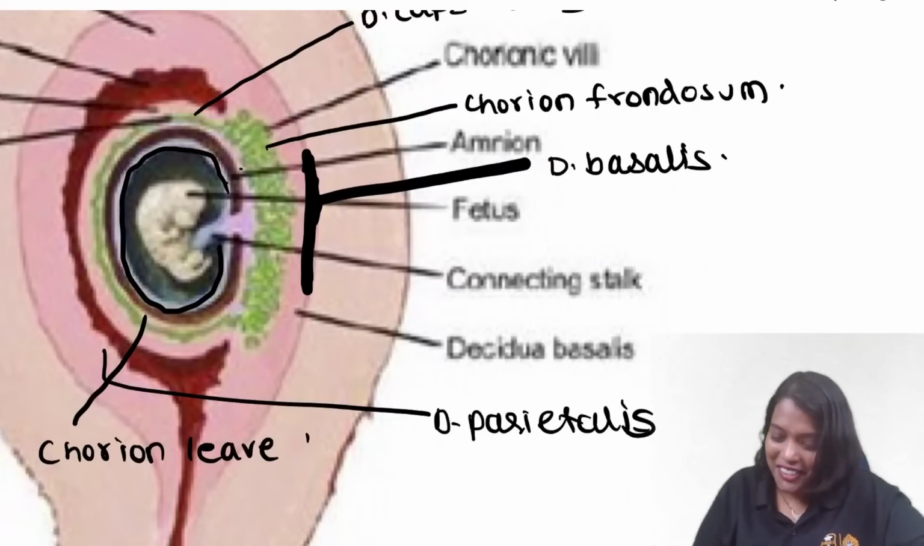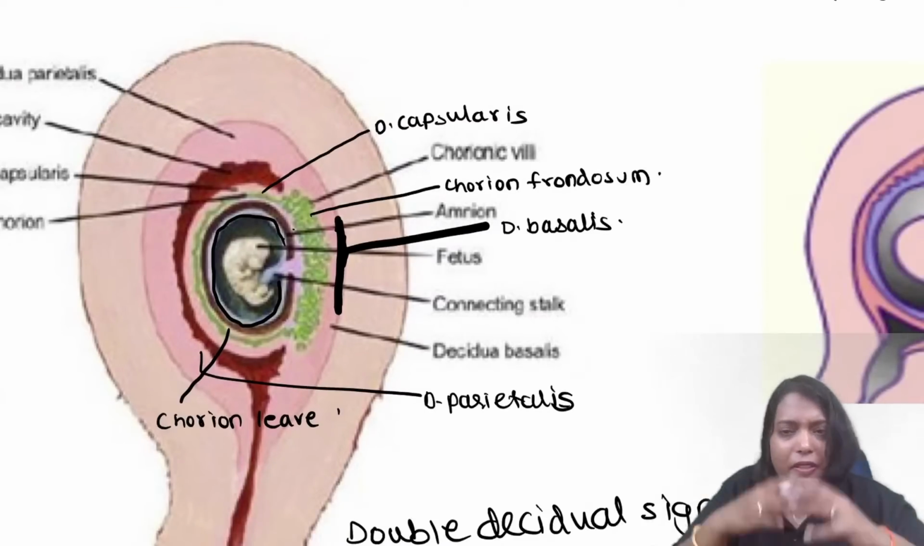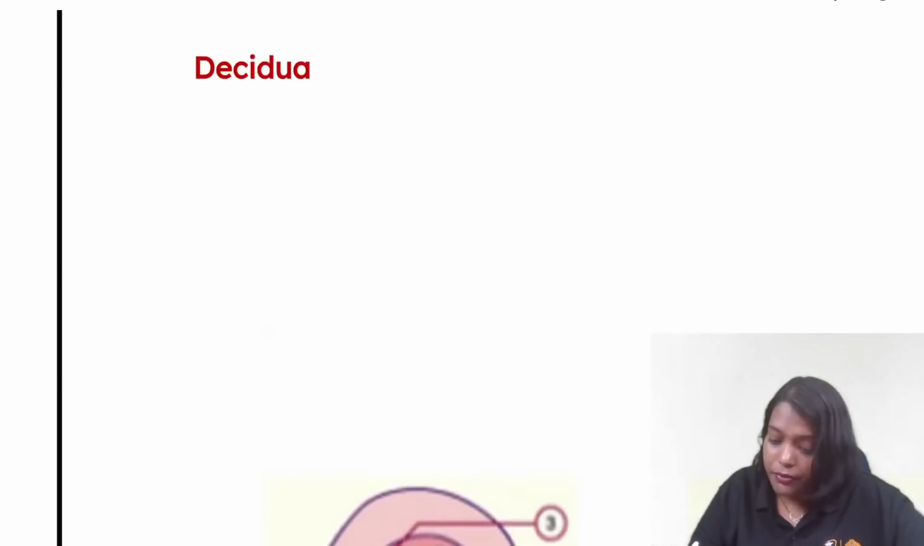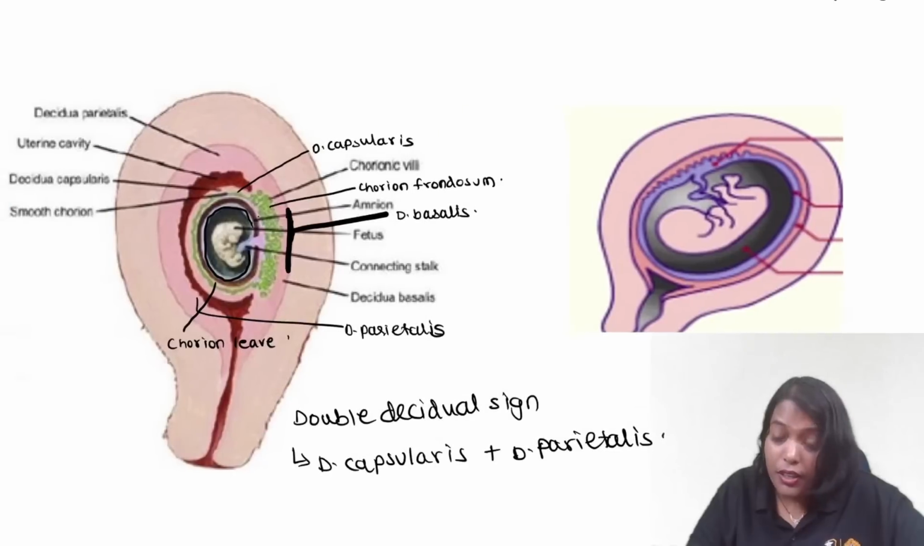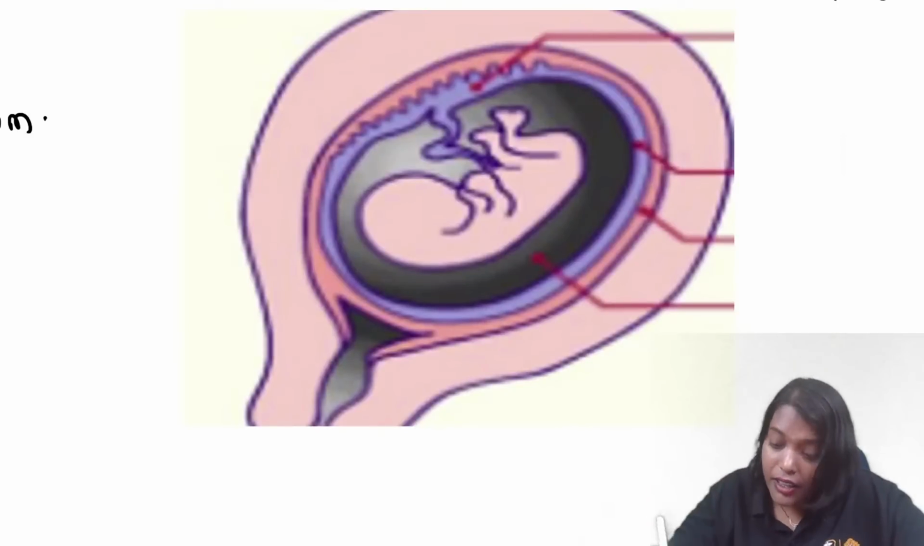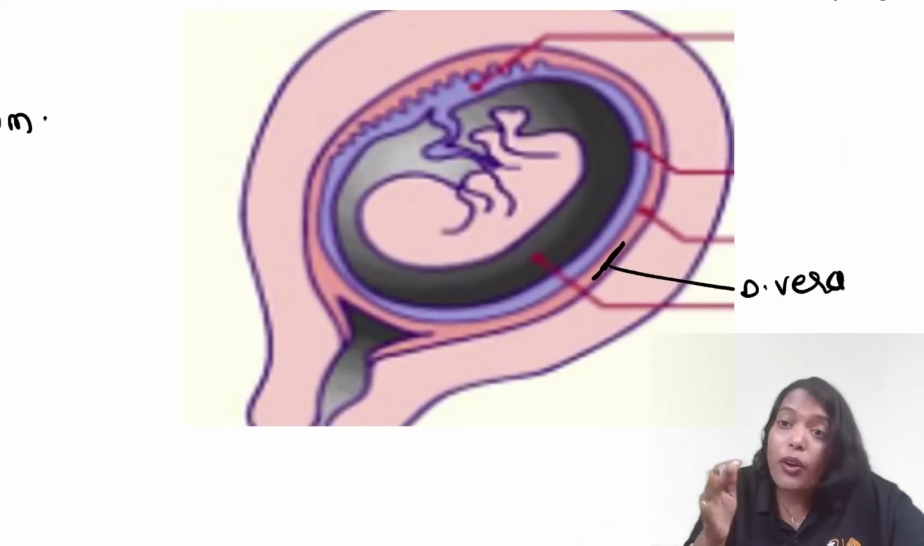Okay. Now, we all know that baby will not always be so small. Baby will keep growing. When baby grows, the decidia capsularis and parietalis, which were separate all this time, will become one, and that we call decidia vera. See, this is decidia vera. We don't have separate capsularis and parietalis.